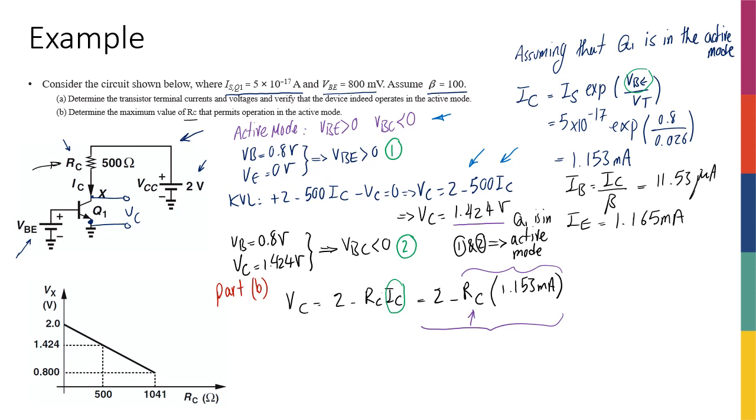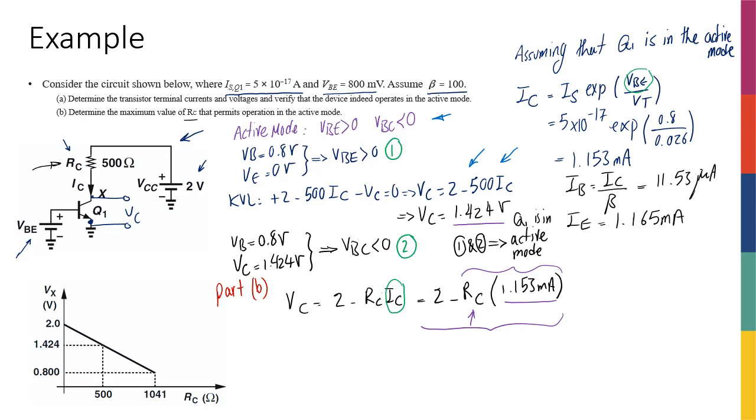And it's going to decrease and decrease until the voltage of the collector is not greater than the voltage of the base. Therefore, I'm not in the active mode. So I need to find out how big RC should be so that 2 minus RC times this current is equal to the voltage that is at the base, which is 800 millivolts, right?